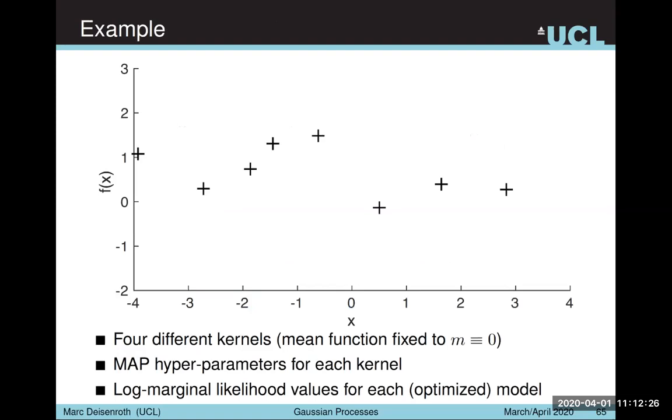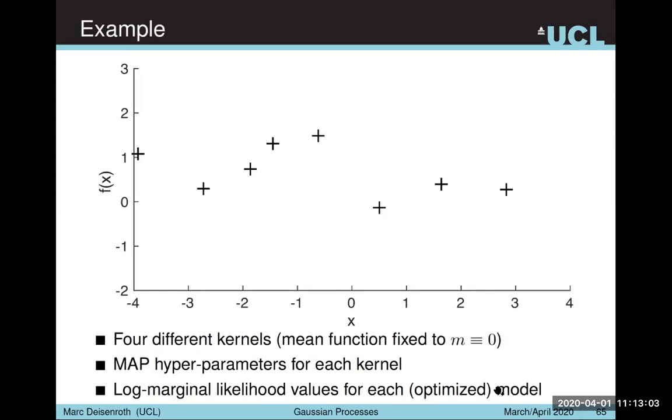We're going to look at a very simple example. We are looking at a data set with 8 data points, these 8 data points here. We choose the prior mean function to be identical to 0, so that doesn't bother us too much. We use the MAP hyperparameters for each kernel, or think of this as the maximum marginal likelihood hyperparameters for each kernel. So we train the hyperparameters in the way that we normally do, that we also discussed earlier. And then we look at the log marginal likelihood values for each optimized model.